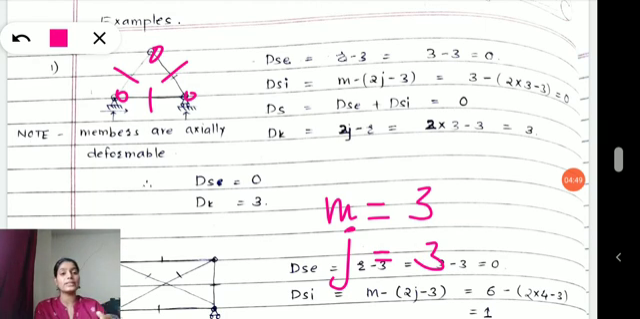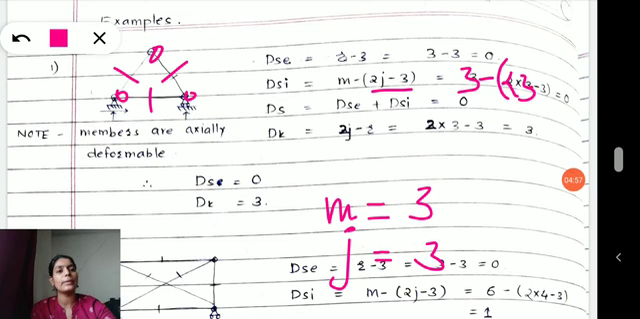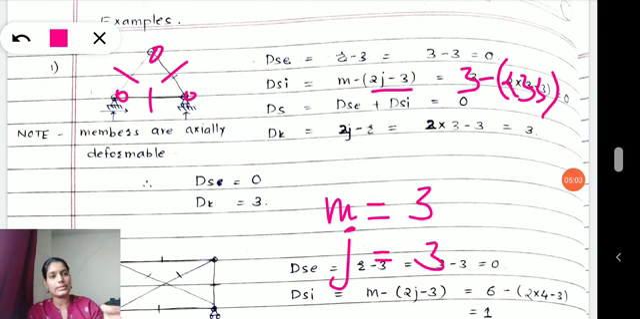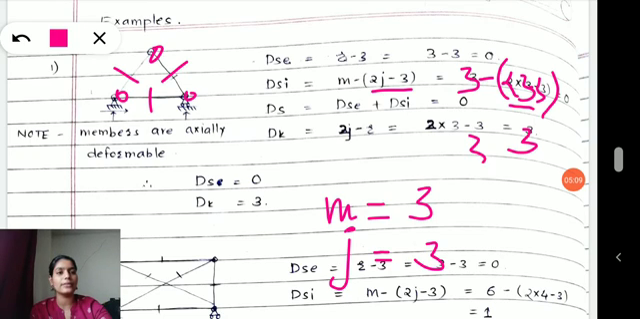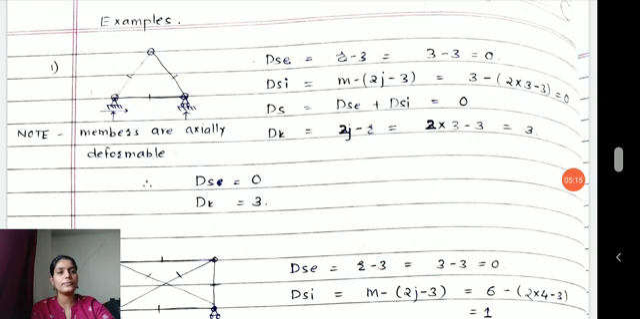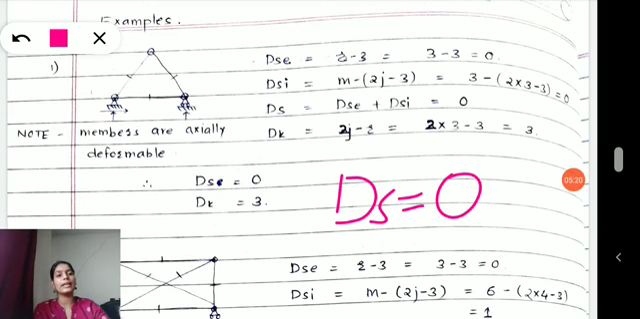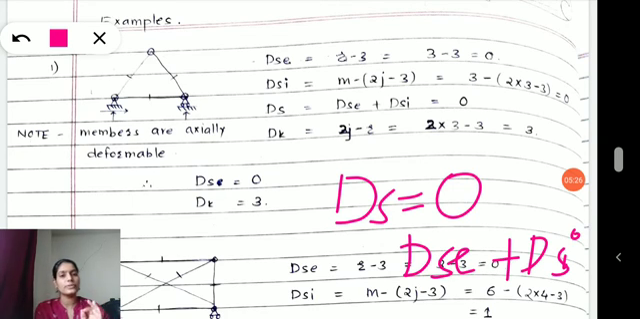Let's substitute these values in the equation. 3 members minus (2 into 3 joints minus 3), where 3 stands for the equilibrium equations. If we solve this, we get 0, because 3 twos are 6, minus 3 is 3, and outside the brackets we have 3, so 3 minus 3 becomes 0. Therefore, DSE is 0 and DSI is also 0, so my total static indeterminacy will be 0.